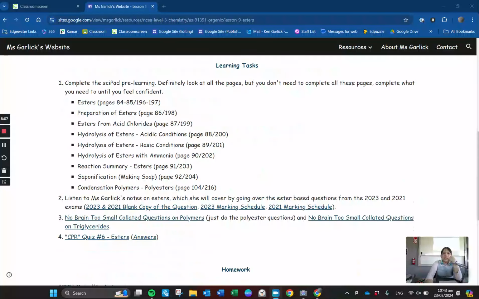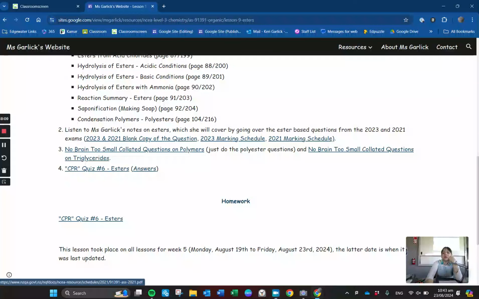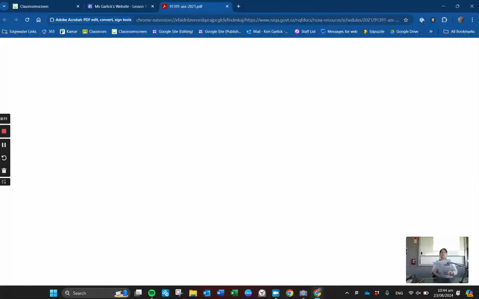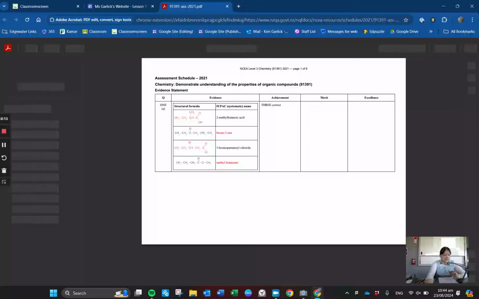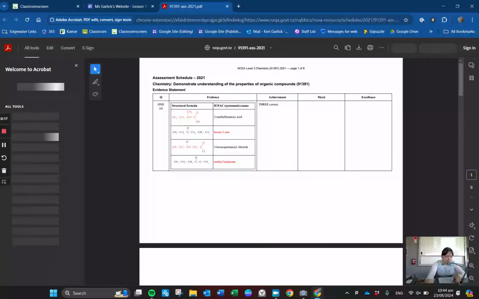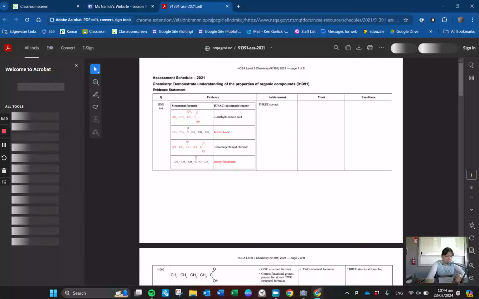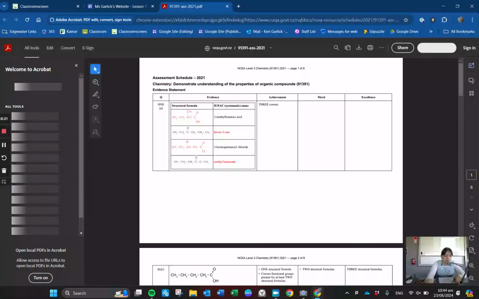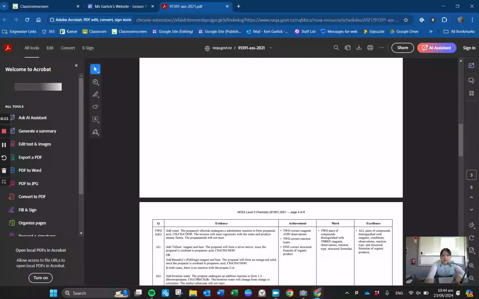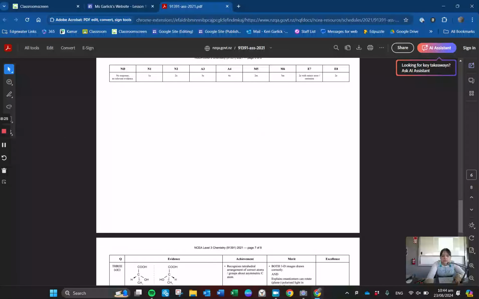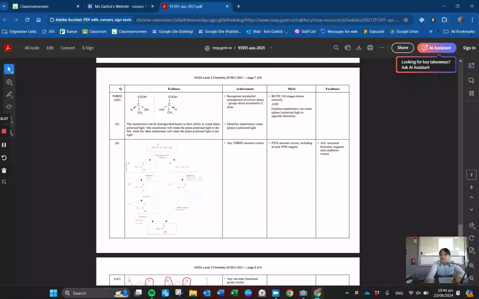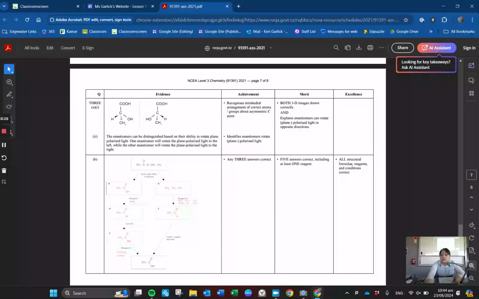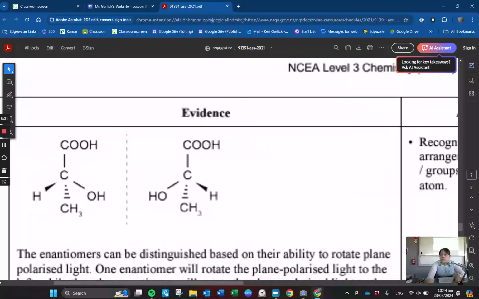Okay. Cool. Let me just pull up the marking schedule so you guys can see how the points broke down. Okay, this one that we first looked at, the 2023, there we go. Question 3. Just want to show you guys how the marking points broke down.